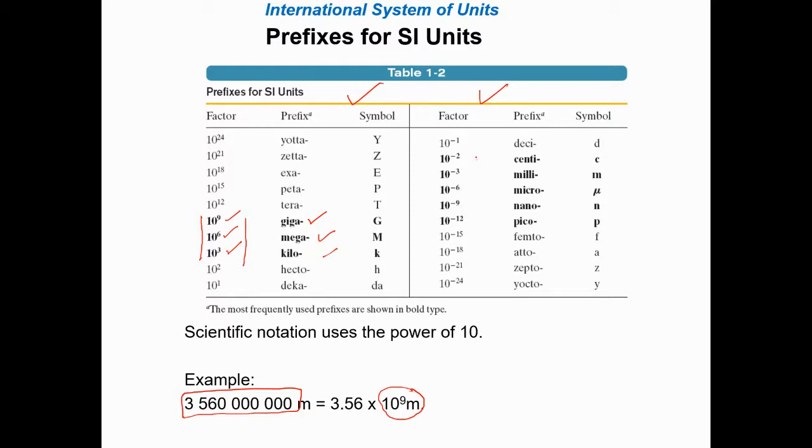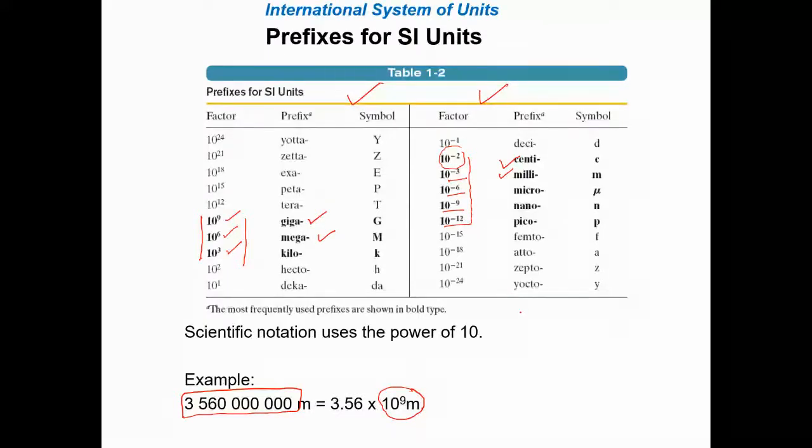Likewise, in this table, there are 10 to the power of minus 2, minus 3, minus 6, minus 9, and minus 12. They are very, very important. While you solve the question, some information is given like this. If you have the word centi, it's related with 10 to the power of minus 2. Milli is 10 to the power of minus 3. Micro means 10 to the power of minus 6. Nano means 10 to the power of minus 9. Pico means 10 to the power of minus 12.